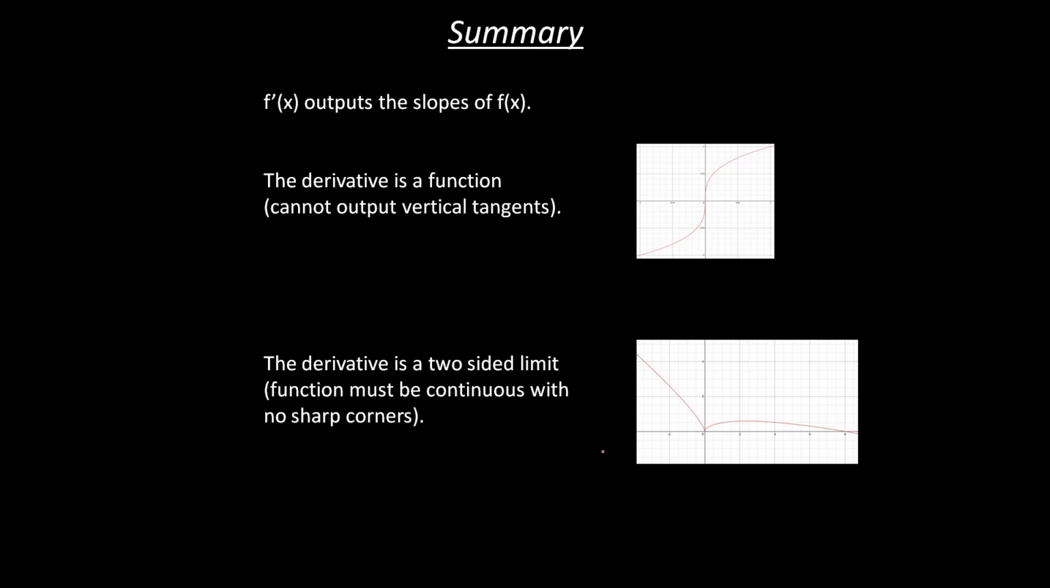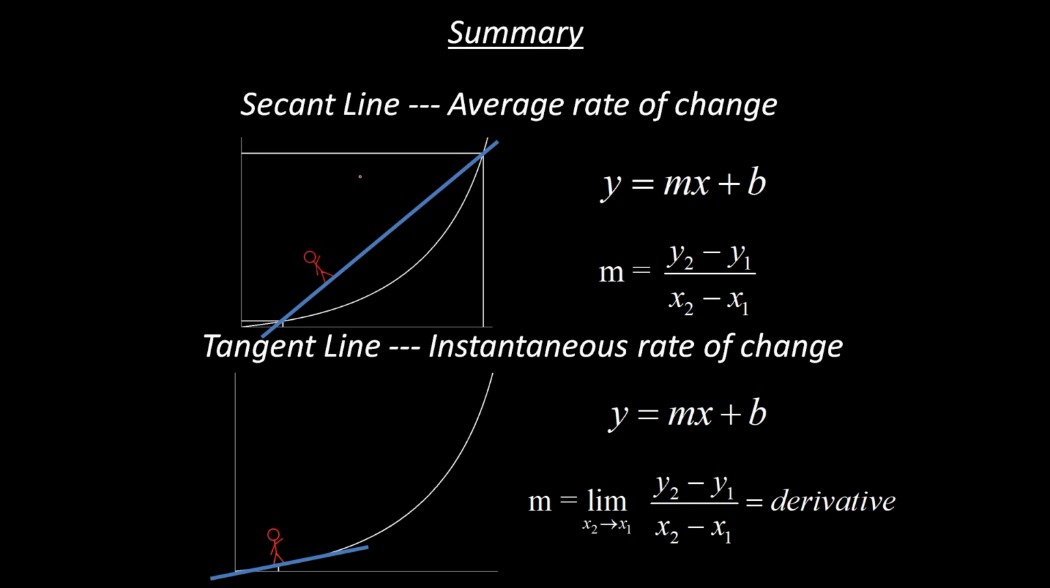and then finally, there was then the secant line, which gives you the average rate of change, and the tangent line, which is the instantaneous rate of change. And the derivative ultimately connects with the tangent line.